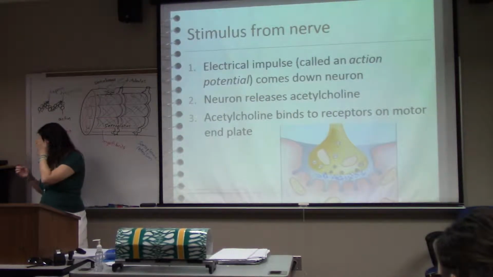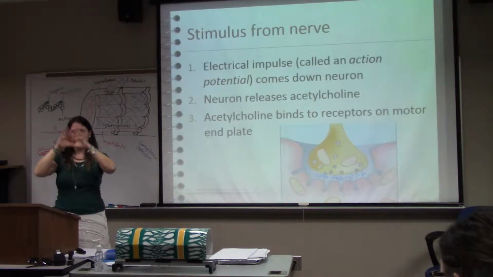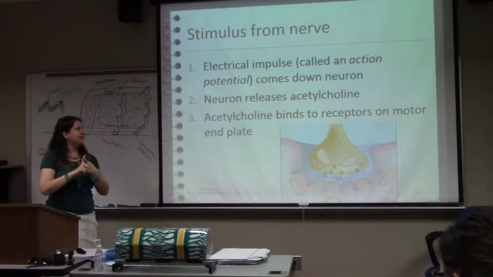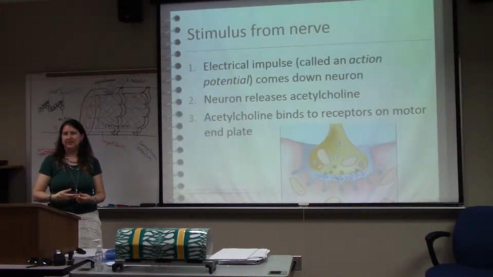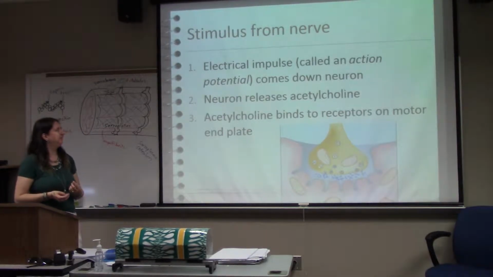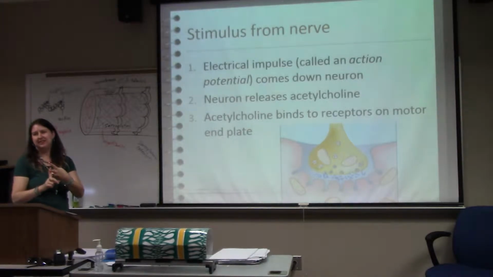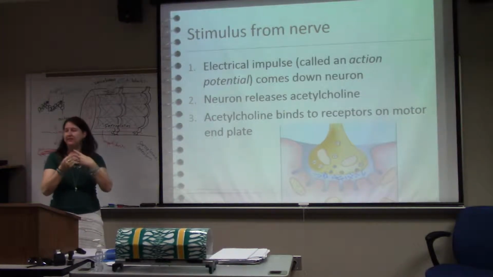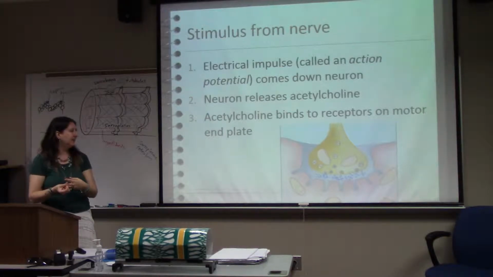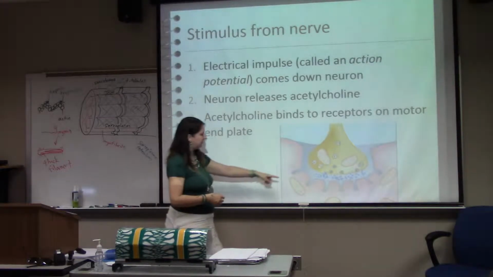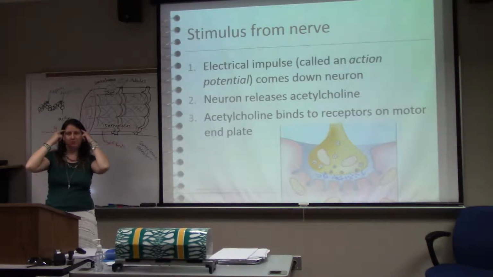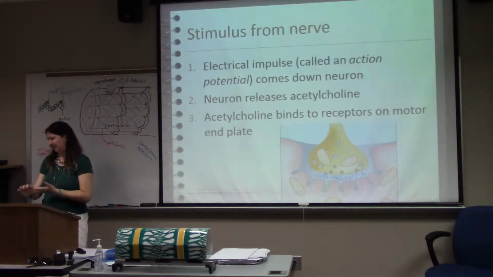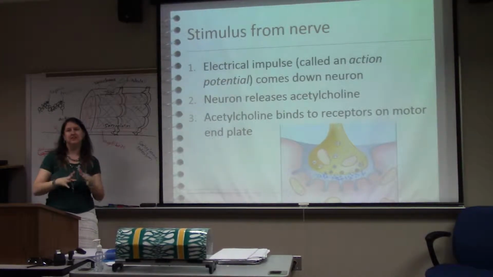So if we break this down into steps, the nerve stimulus. First, the neuron has a message travel along it. It's an electrical signal, we call it an action potential. We'll look more into how those work in chapter 10. Second, when it gets to the end of the motor neuron, the neuron releases the acetylcholine. Third, the acetylcholine binds to receptors on the motor end plate. So this is how a message gets from your brain to your muscle. Questions here?